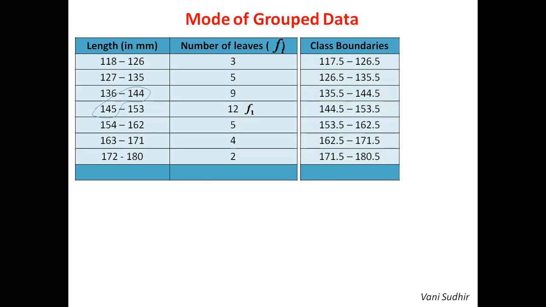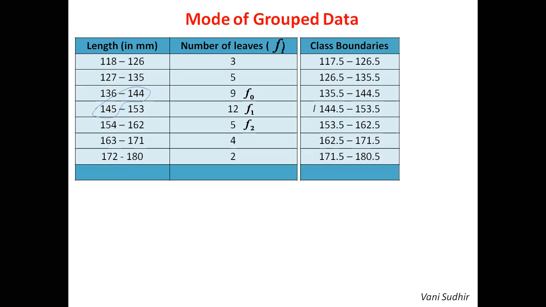So the lower boundary is 144.5. You can take the average of 144 and 145. The average of two points is the midpoint, so you get 144.5. Size of the class interval, upper boundary minus lower boundary, how to take? Not upper limit minus lower limit. Upper boundary minus lower boundary, that is 9. Frequency of the modal class, F1, is 12. Frequency of the preceding class, F0, is 9. Frequency of the succeeding class, F2, the next class, is 5.